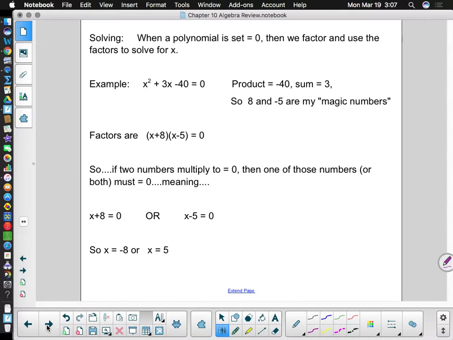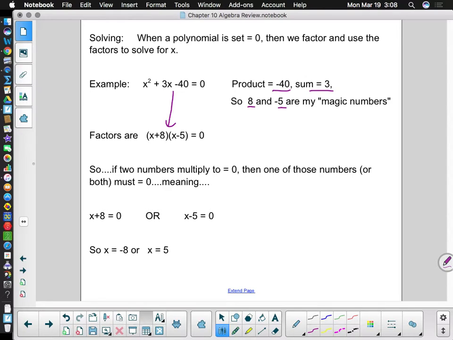It says, suppose we have the polynomial x squared plus 3x minus 40 equals 0. When a polynomial is set equal to 0, first we factor the polynomial, and then we use that to solve for x. So now instead of just factoring, we're solving for x. Now, a lot of this is going to work the same way. We're still going to do our product sum rule. Our product is negative 40, our sum is positive 3. So my magic numbers are 8 and negative 5. So I factor the polynomial into (x plus 8)(x minus 5) equals 0.